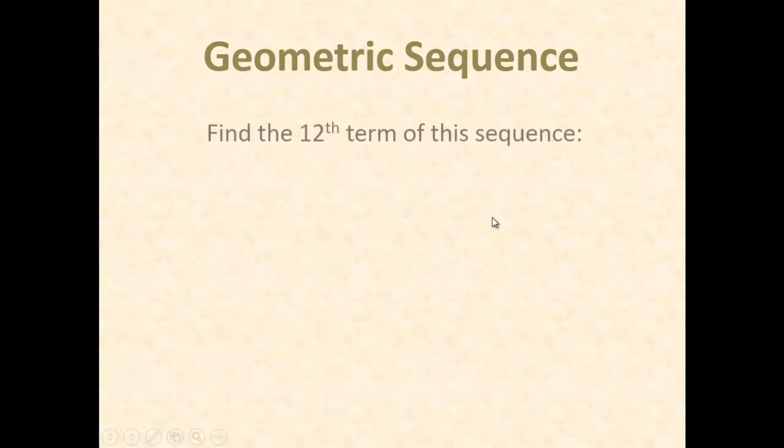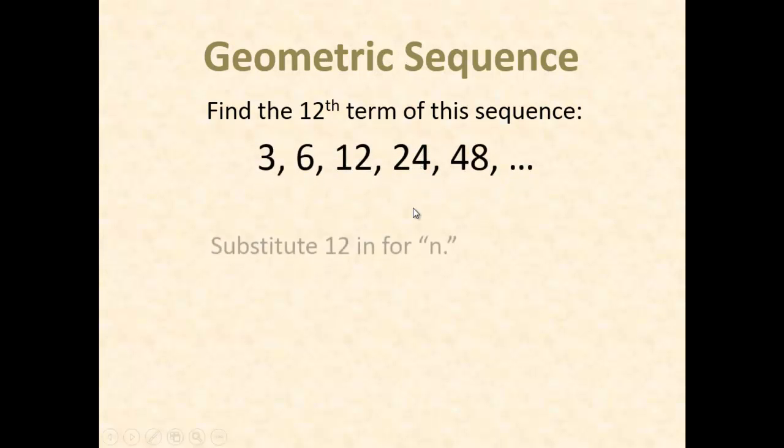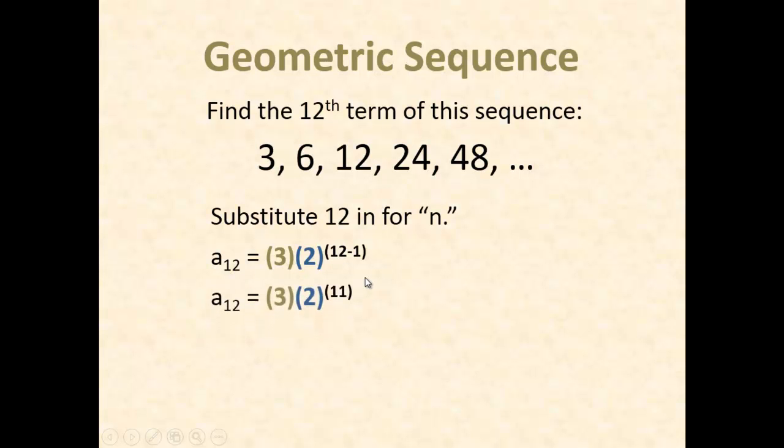Now, please find the 12th term of this sequence. Just substitute into the formula. a_12 is 3 times 2 to the power 12 minus 1. The 3 in here is the first term, the 2 in here is the ratio, and 12 is the 12th term. So the answer is 6,144.